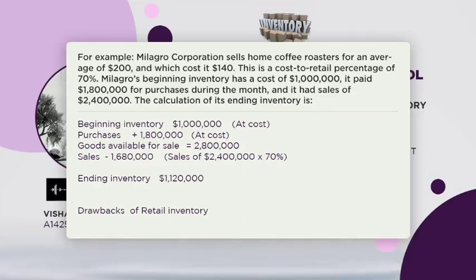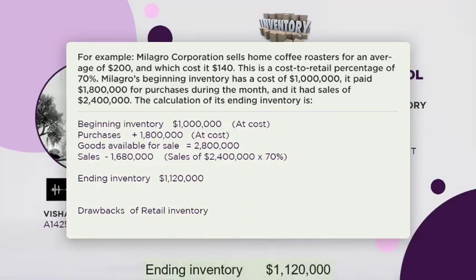Now we have to find out the ending inventory, for which the formula is cost of goods available for sale minus cost of sales during the period, and the final ending inventory is 11 lakh 20,000.